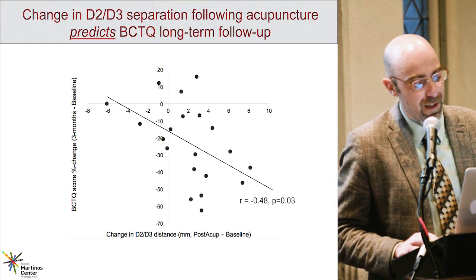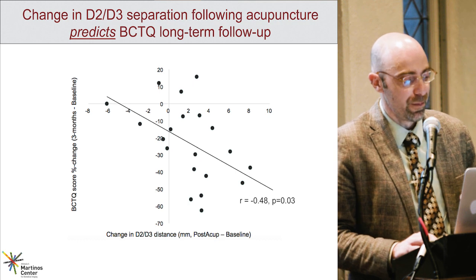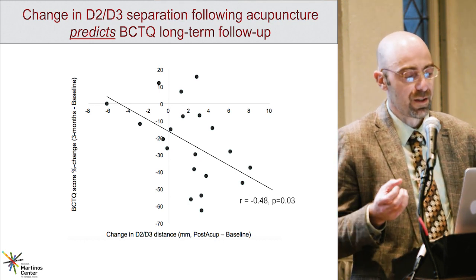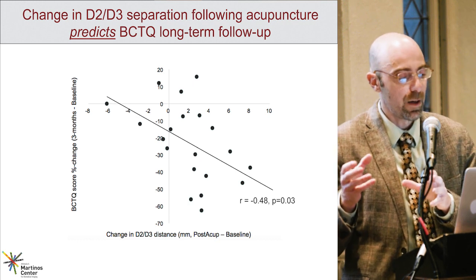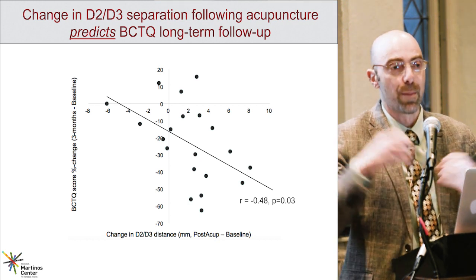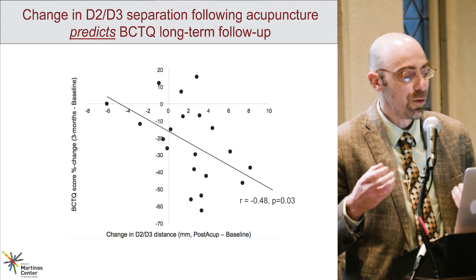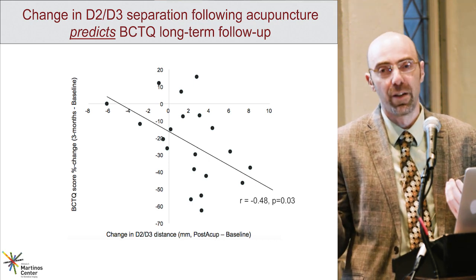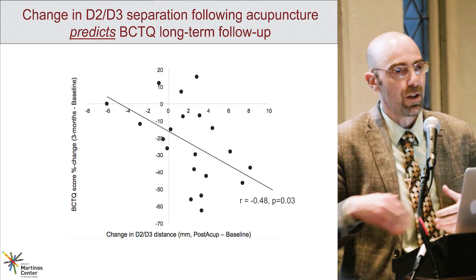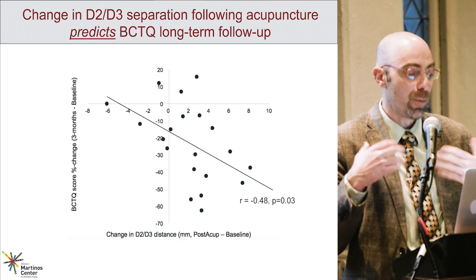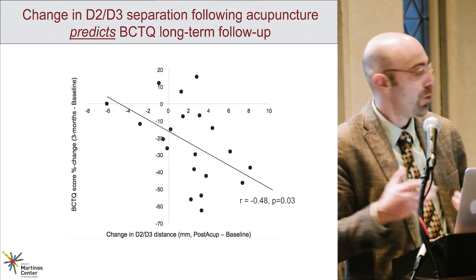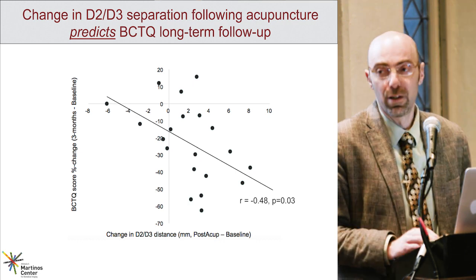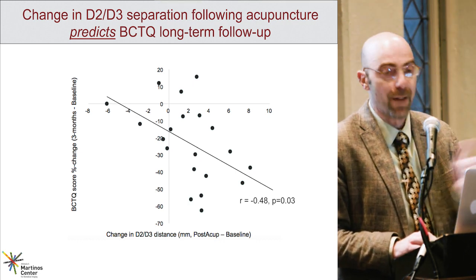And the final result that we got here was that there was a predictive component to the separation distance. Those patients that improved the most right after the acupuncture therapy in the increase in the separation distance in their brain were those that retained their clinical benefit in the long-term follow-up. So there was an importance to remapping their brain. Those who remapped the brain the best were those who retained their clinical improvements in the long-term follow-up after 3 months.